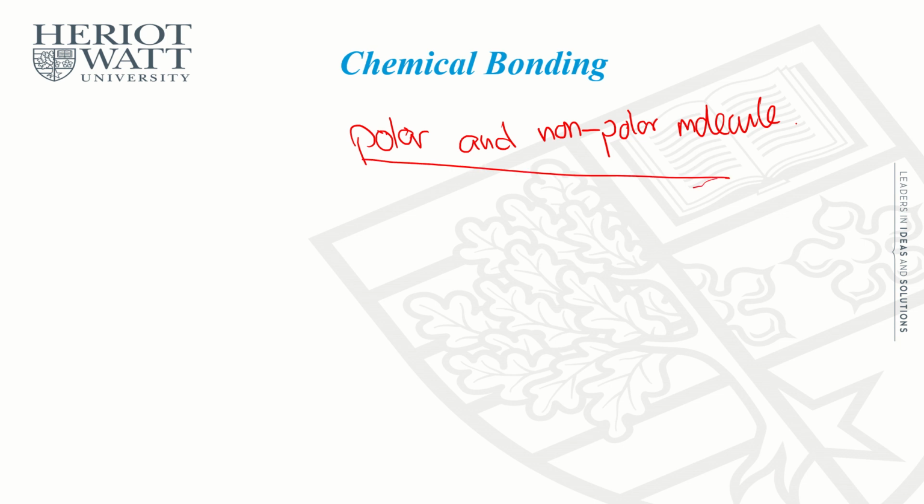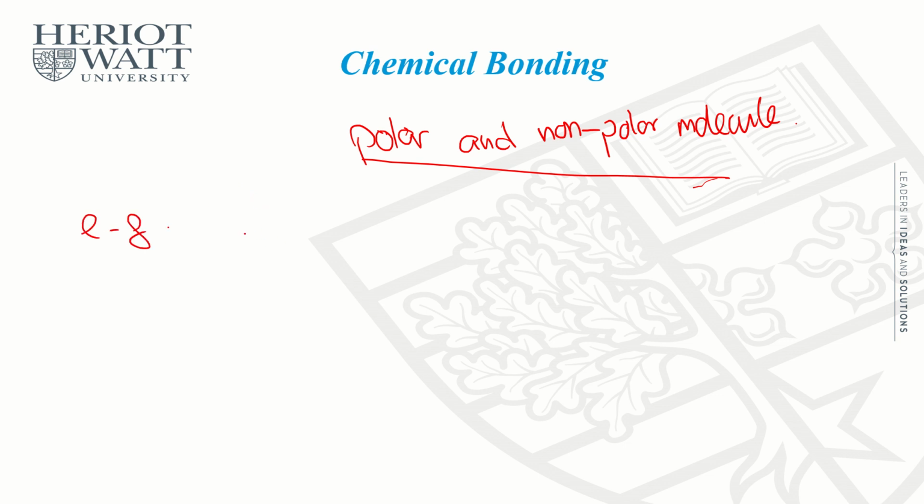Usually a molecule with polar covalent bonds is itself polar. A molecule with non-polar covalent bonds is actually non-polar. Again, there are some exceptions. I'll give you an example here.